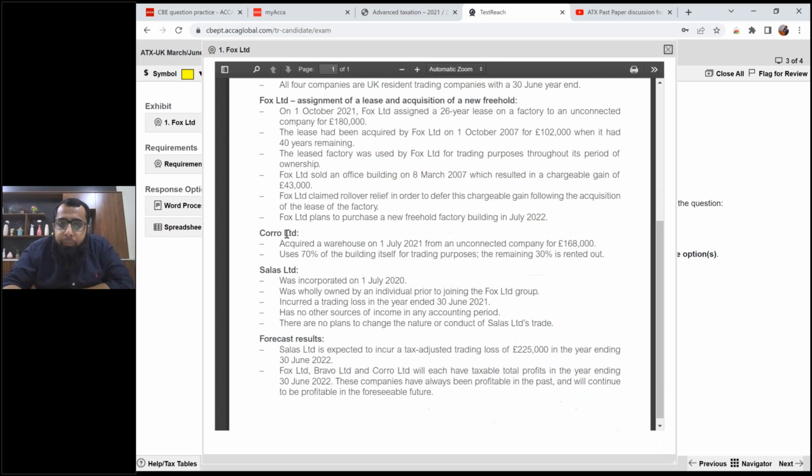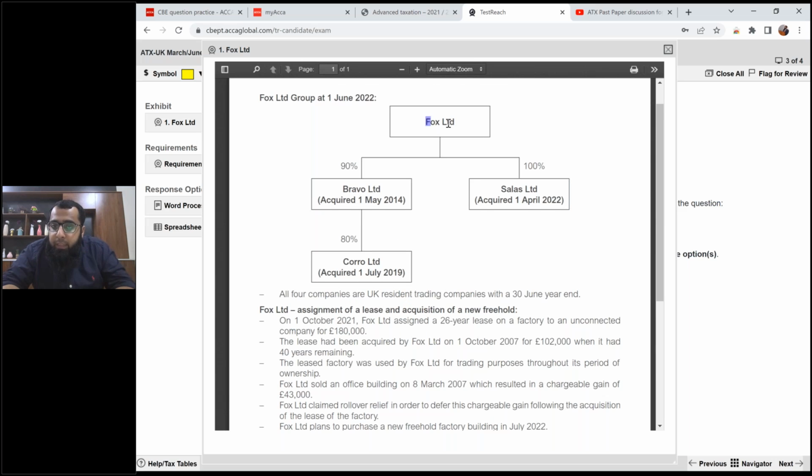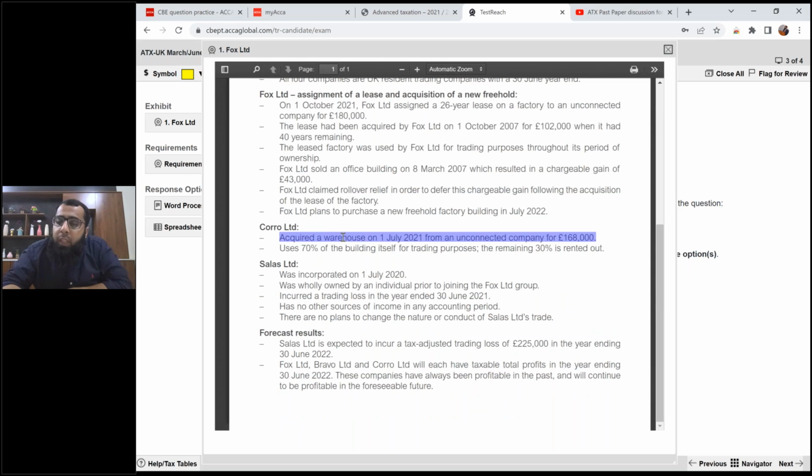Coro Limited acquired a warehouse on 1st July 2021 from an unconnected company for 168,000 pounds. Now see, Coro Limited is in the capital gains group of Fox Limited. He's saying that Coro Limited uses 70% of the building for the trade and the remaining 30% is rented out.